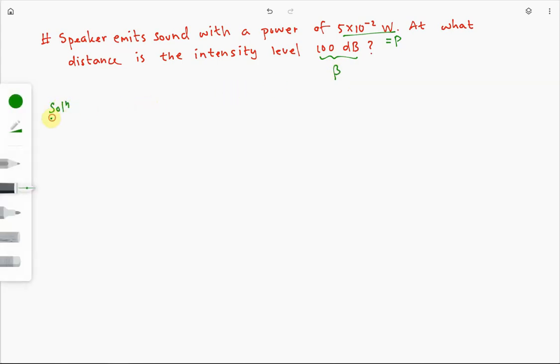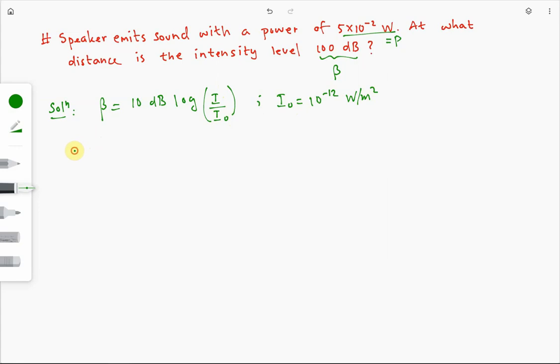Now we must start with the information given and what we choose to find. Let's start with our intensity level. Intensity level of sound is defined as beta equals 10 decibels times the logarithm of the intensity of the sound over I naught, the lower limit of the intensity that human hearing can perceive. And we know that to be a constant value of 10 to the minus 12 watt per meter squared.